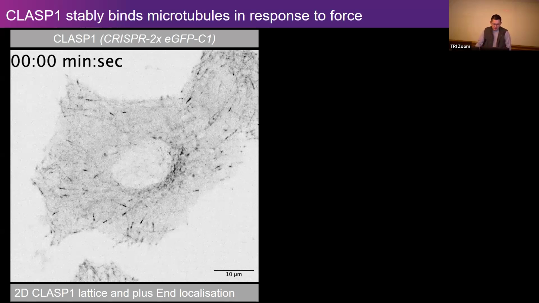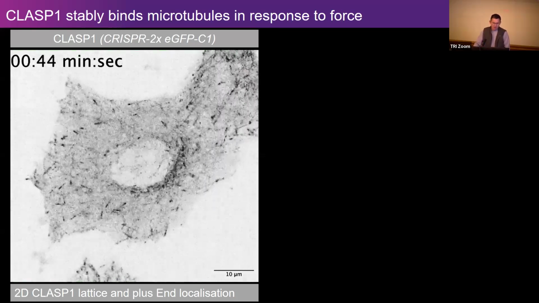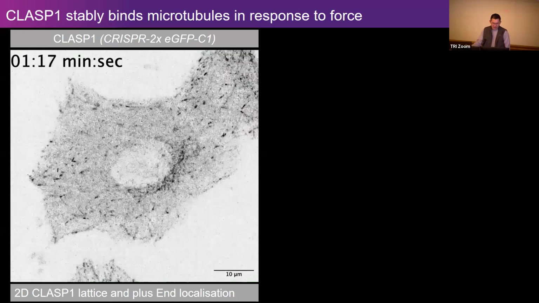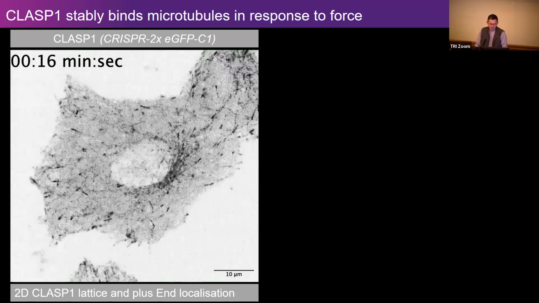So what we've done here is we've generated some endogenously tagged CLASP. We've used 2 GFPs and we've knocked it into the loci of CLASP to visualize endogenous CLASP behavior. And what you can see here is that, as it should, it grows on the fast growing ends of microtubules.